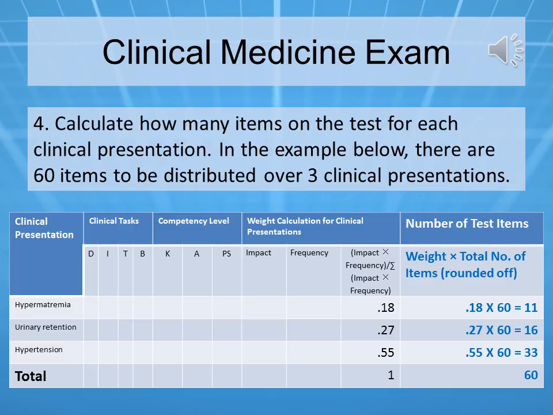So here we are at the last step. This is where you calculate the number of items you're going to put on a test. So, again, read the instructions carefully and take a look at the example. If you have trouble understanding what it is you're expected to do, make sure you talk to the assessment specialist.